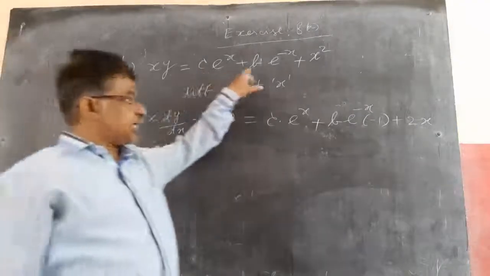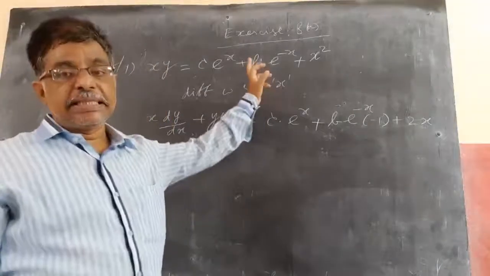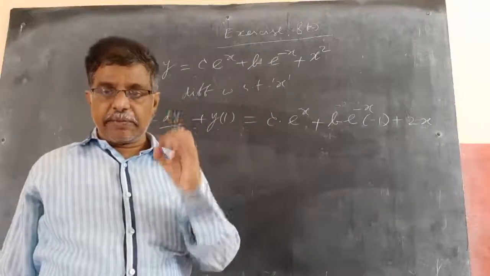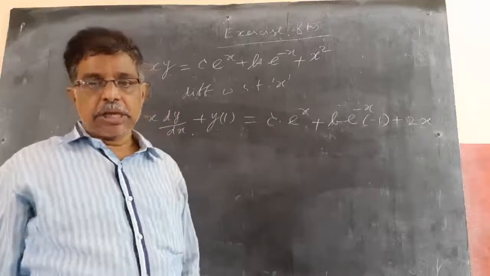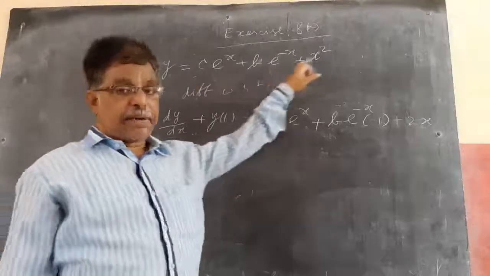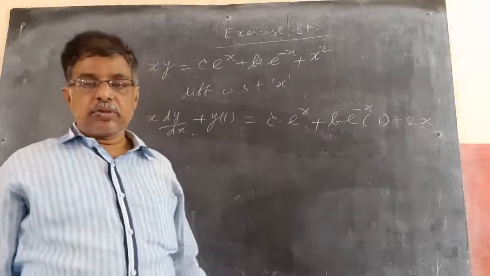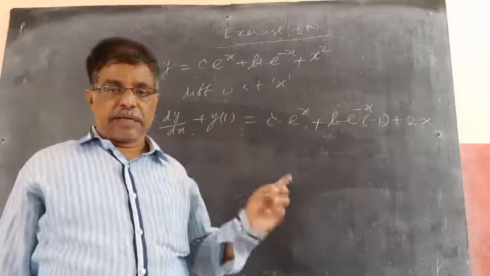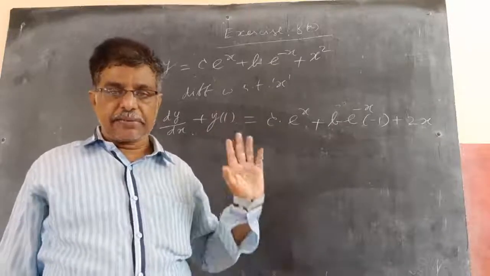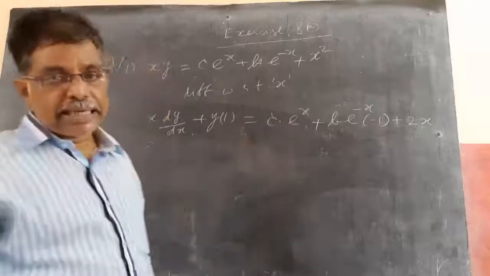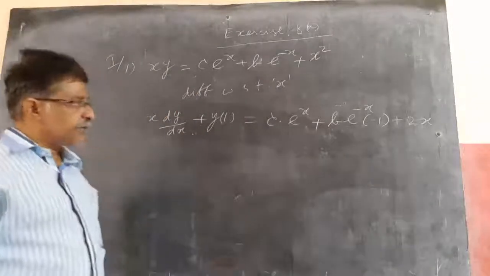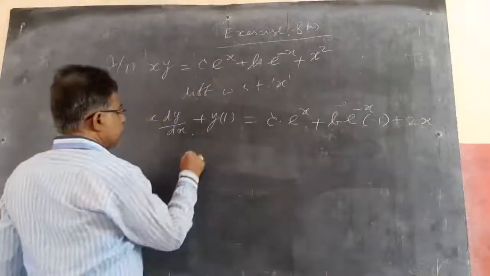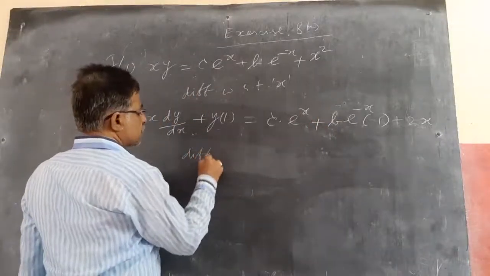But you have two constants. Two constants means differentiate a second time. So differentiate the dependent variable with respect to the independent variable as many times as the number of arbitrary constants. If there are two constants, differentiate two times. If there are 3 constants, differentiate 3 times. If there are 10, differentiate 10 times. Here 2 are there, so differentiate 2 times with respect to x.